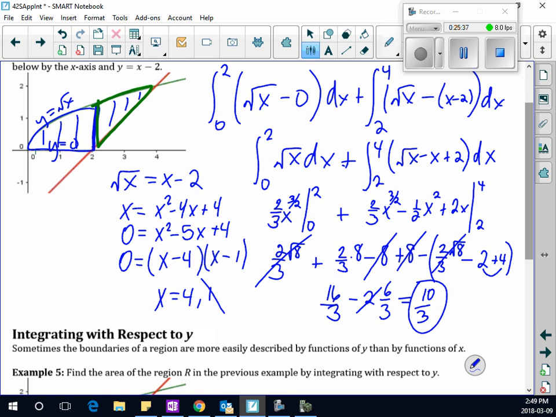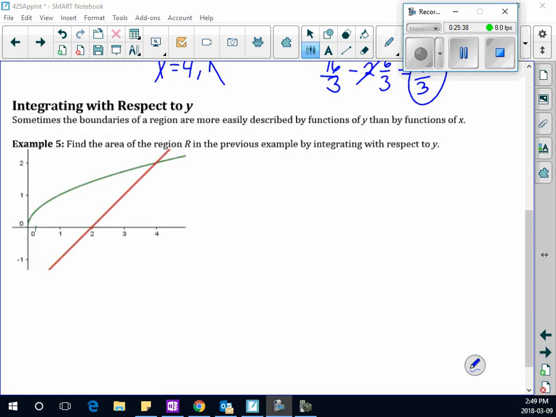Okay, any questions? So now we're going to integrate with respect to y. That means we're going to do horizontal slicing this time. So this is horizontal slicing. But the cool thing on the calculator is they don't actually really care. So find the area of the region R in the previous example by integrating with respect to y.